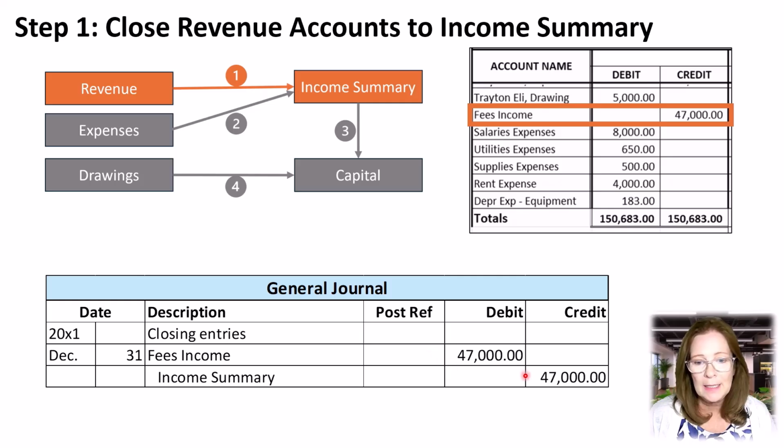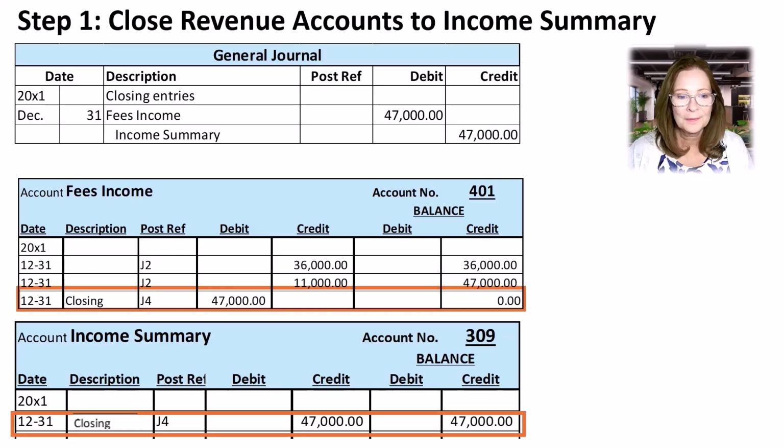For the posting process, we look at the account fees income first and write the date into the date column, the word closing into the description column, the journal page J4 into the post ref column, and $47,000 into the debit column. We now need to calculate the new balance, which is 0.